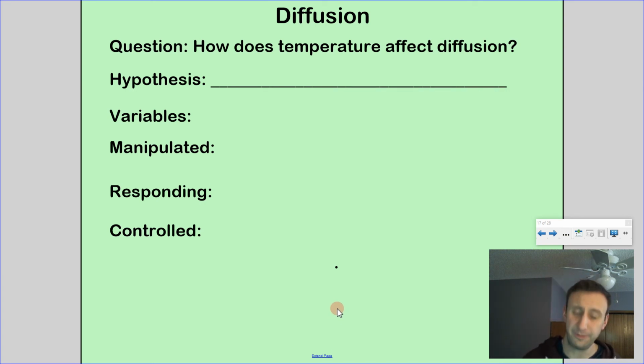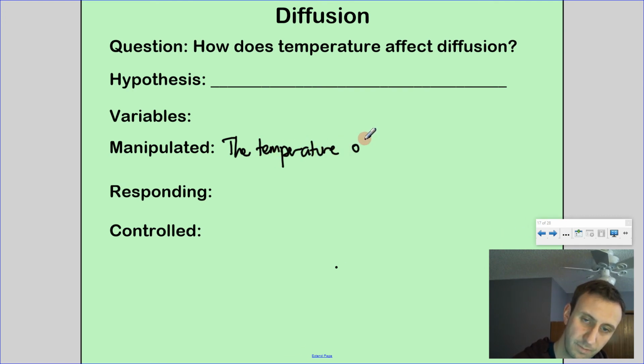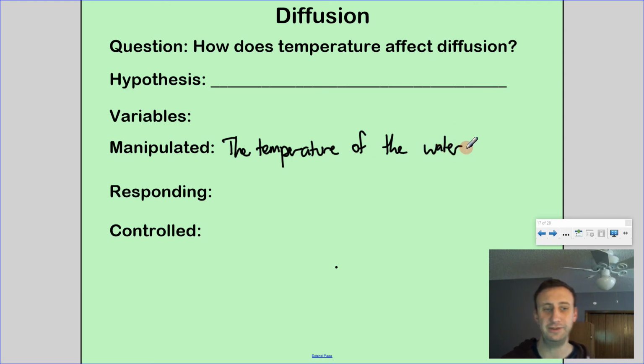So what is a manipulated variable? A manipulated variable is what we are changing in the experiment. So we're trying to test the effect of something. In this case, it would be temperature. So what we're manipulating in this experiment is the temperature of the water. And we're going to use water here. So we're going to manipulate the temperature of the water, and we're trying to see what the impact of this temperature change is.